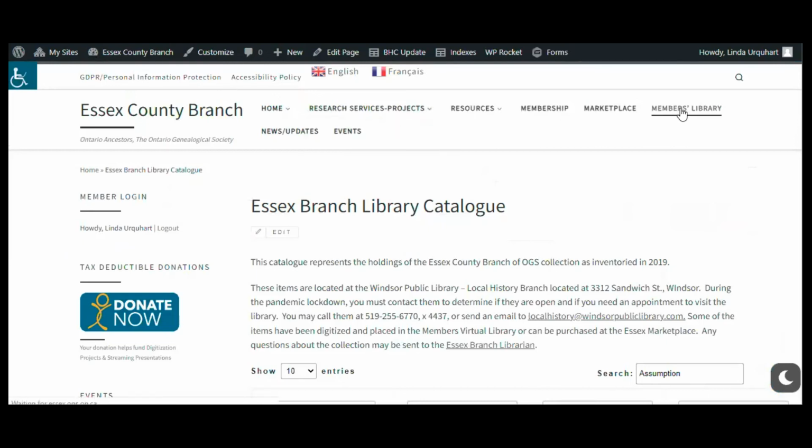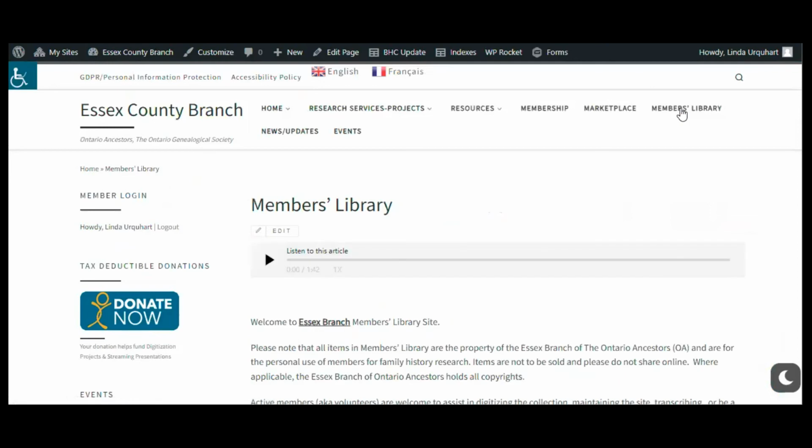And then members library. If you click on this and you are not signed in as a member, it will just give you an unauthorized message saying that, you know, you do have to be a member, or if you've forgotten to sign in, do so now. And if you do that, you will then be taken immediately to the members library. Your login is your email address plus the password that you were given when you joined the Ontario Ancestors.